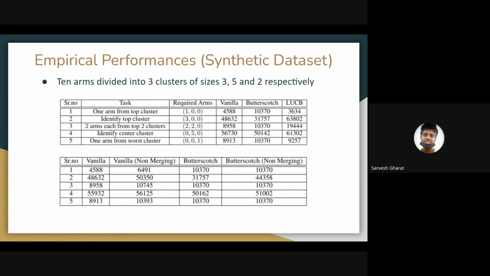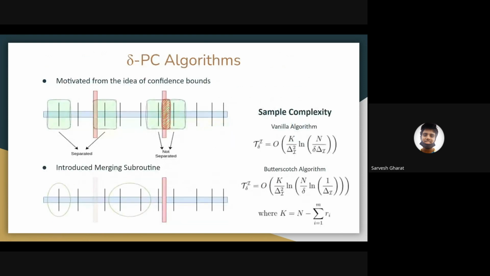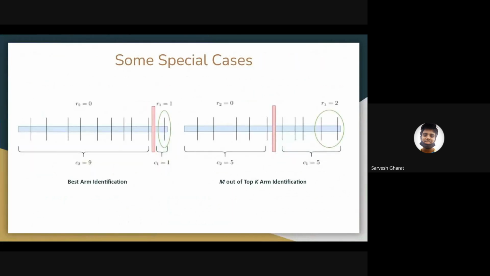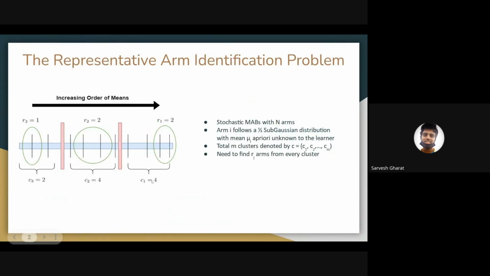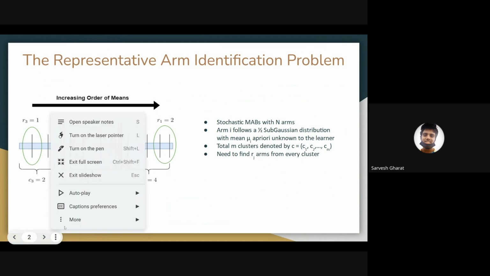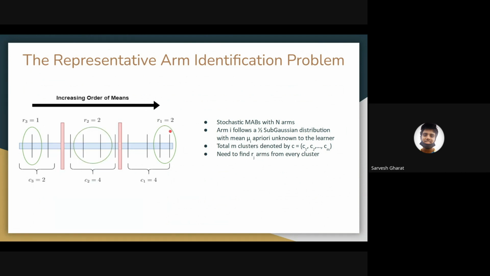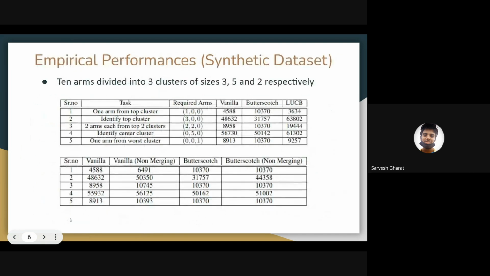But as I was saying, if you want to identify one arm from the top cluster, so if this was the instance and you just need to identify this particular arm, instead of this green thing, if it was like this, then that's what the instance here means. In that case, you can clearly see that LUCB performs the best. It's because of the sampling rule on how LUCB is defined.